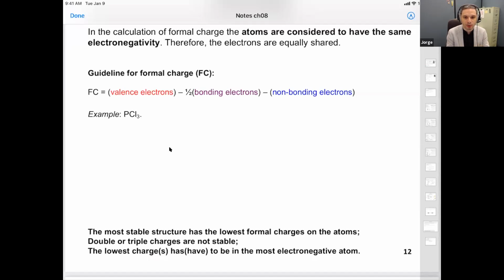So what we are looking for here is ideal sharing of electrons, therefore formal charge equal to 0. If we have a negative charge, it must be located in the most electronegative atom, because that's the atom that has a stronger pull towards the electrons.